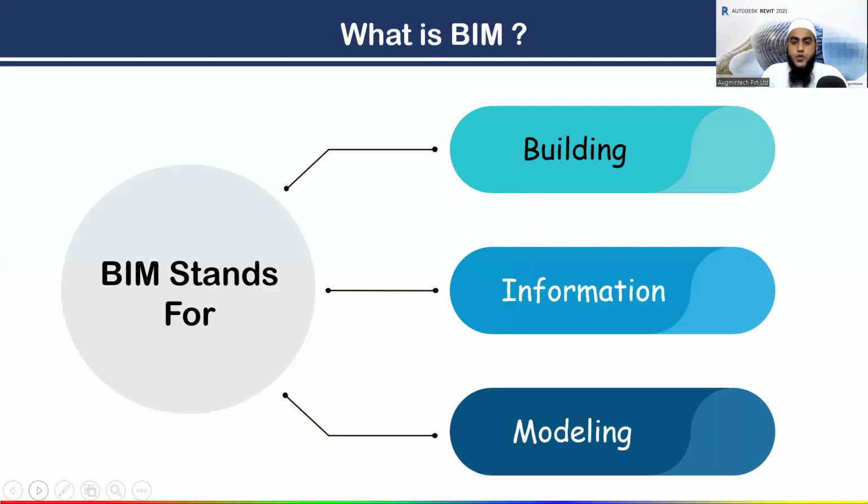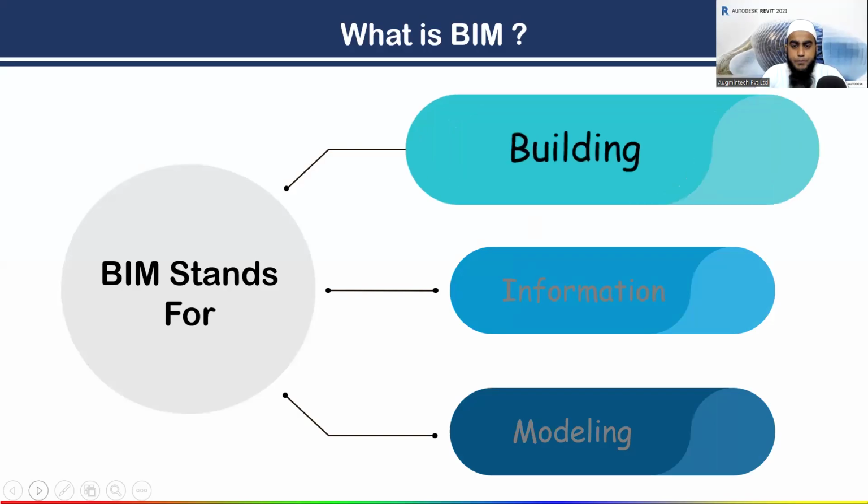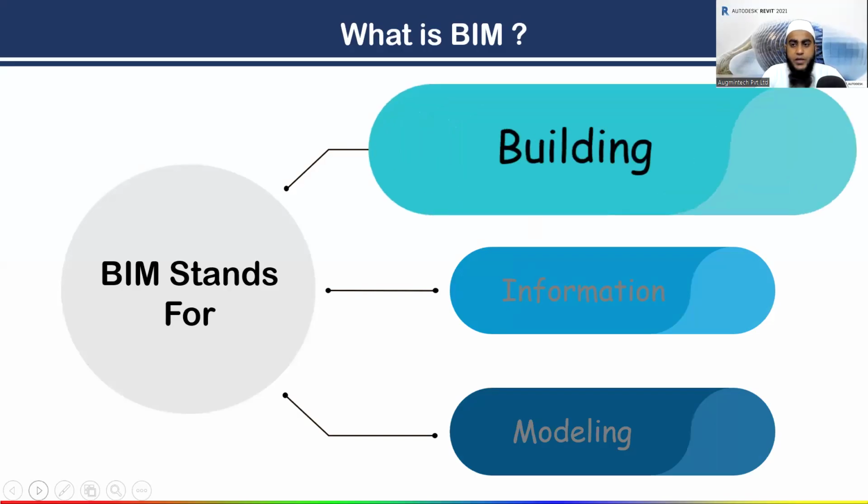The first term in BIM is building. Building means a structure that has walls and a roof. For example, offices, schools, and houses are all called buildings. Is it clear, all of you?